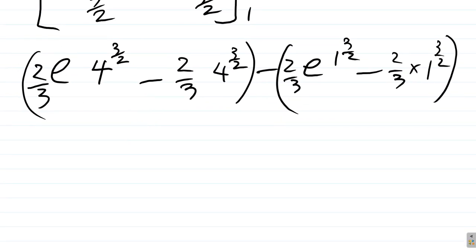Alright, so what happens here? When you have a number raised to a fraction, the numerator at the top of the fraction gives you the power, and the denominator or the bottom of the fraction is the root. The square root of 4 is 2, and 2 to the 3 is 8. So this becomes 2 over 3 times 8e. But 2 times 8 is 16, so I can just write the 16 from now.